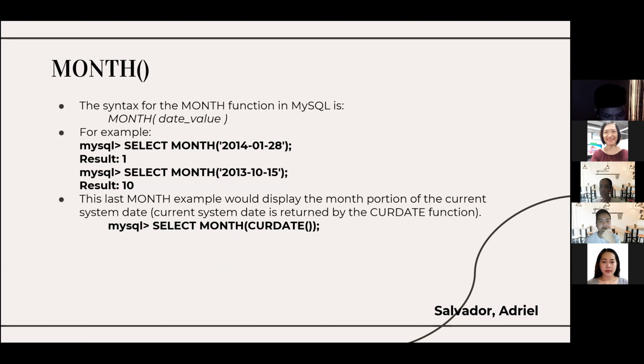The MONTH function returns an integer value which represents the month of a specific date. In this example, SELECT MONTH of 2014-01-28. The month is 01, so the result is 1. Next slide.